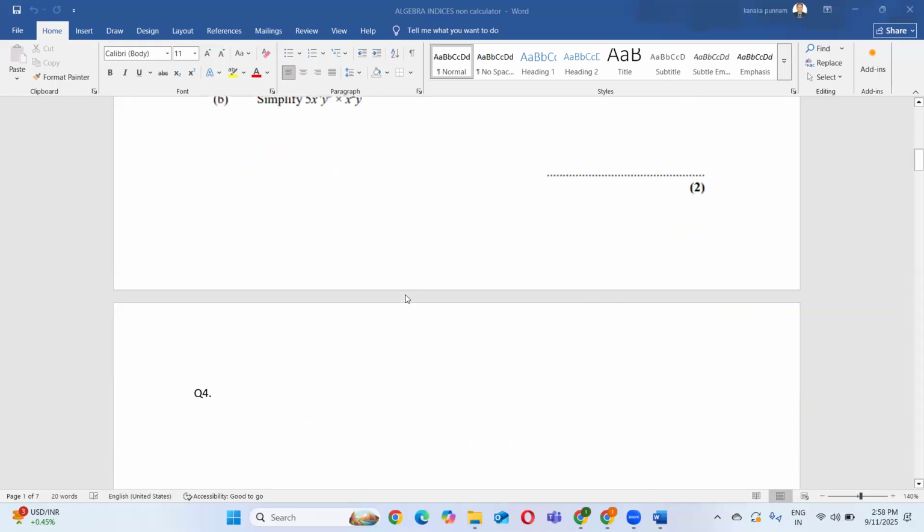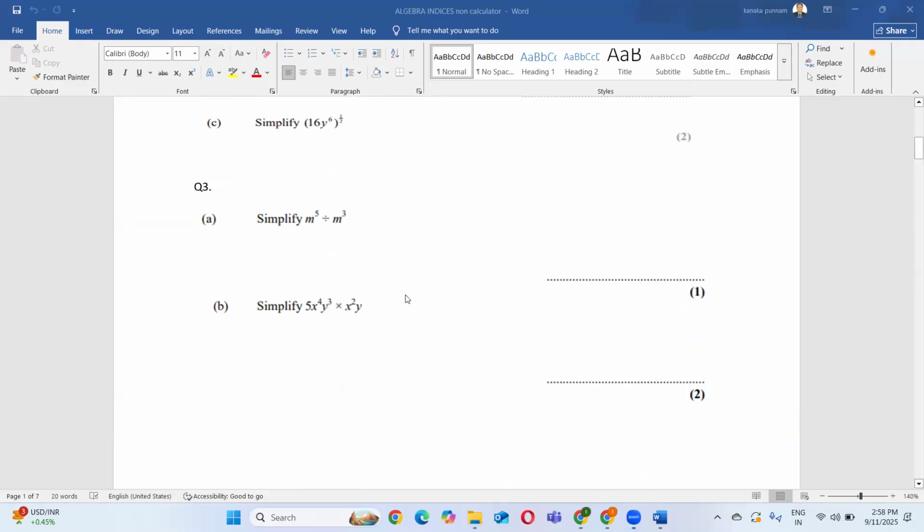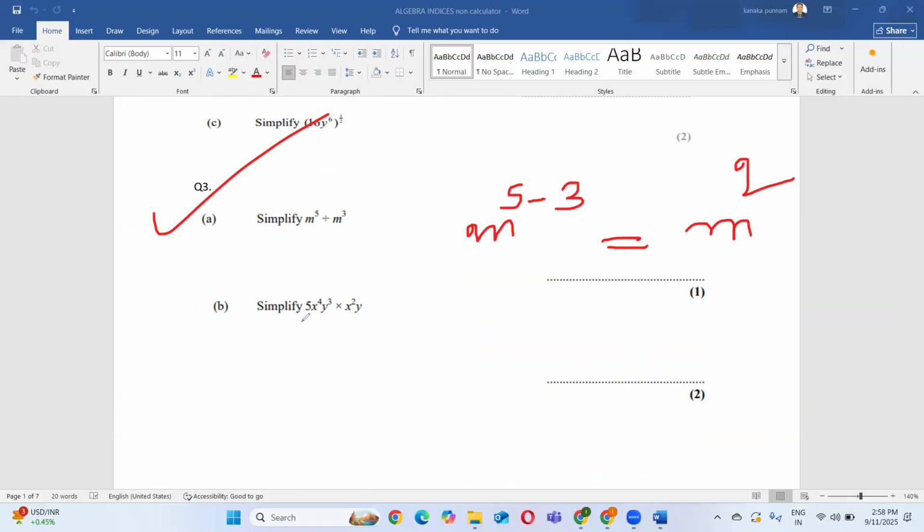And the third one. Write the base because the bases are the same, so write one time. Division is there, so the powers will be subtracted. So this will be m power 2. And this one, 5. On the other side, there is no number, so you can think of it as 1. So 5 times 1 will be 5.